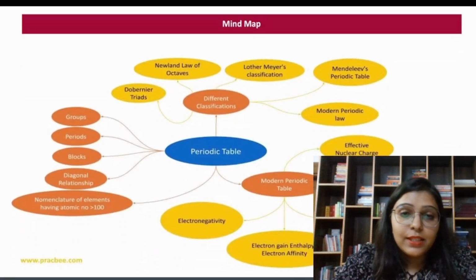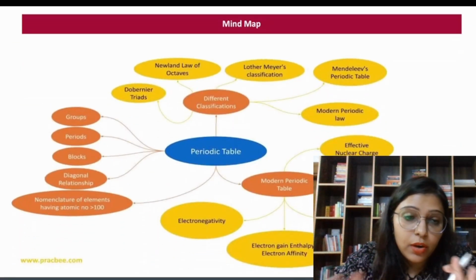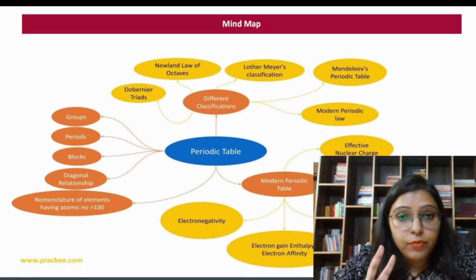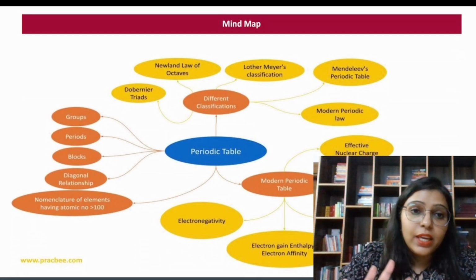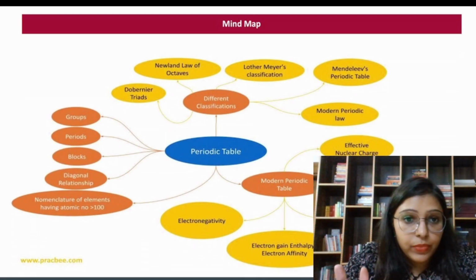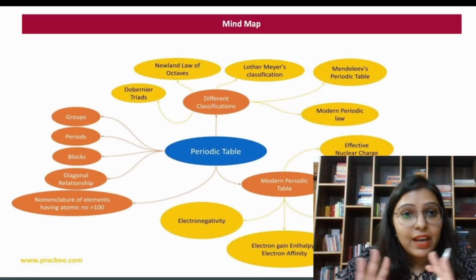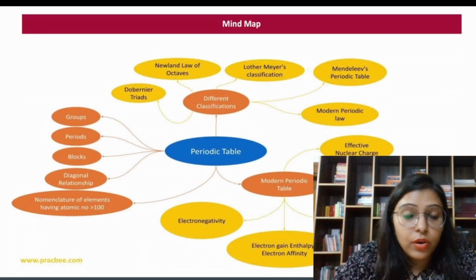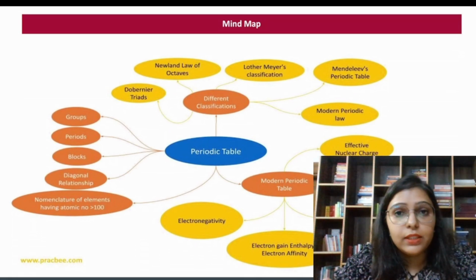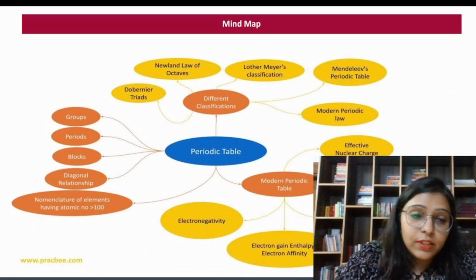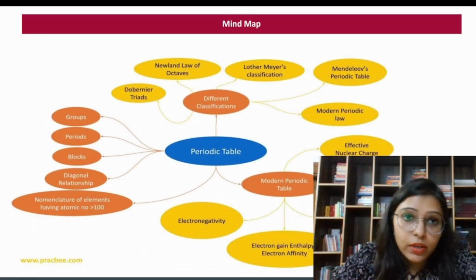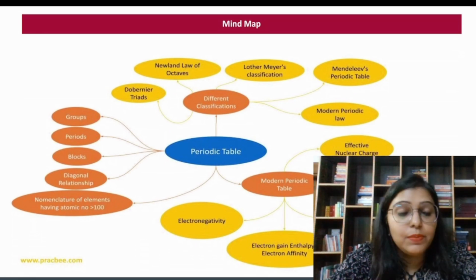Okay, so now let's discuss the mind map. The entire periodic classification of elements is divided into three parts. In the first part, we discuss the history, which is the development of the periodic table. While developing the periodic table, we have certain laws. The first important law is Dobereiner's law of triads. After that, we have some limitations. Then we have Newland's law of octaves. After that, Lothar-Meyer classification. We have Mendeleev's periodic table, and then the modern periodic table, or Moseley's periodic table.